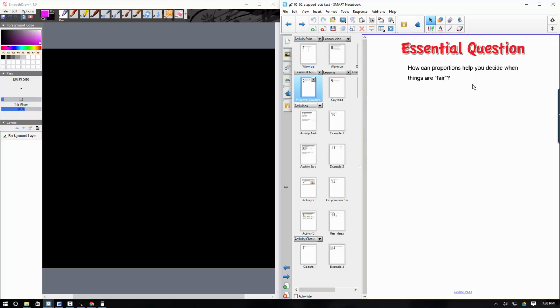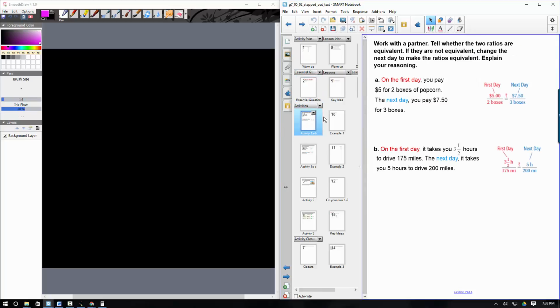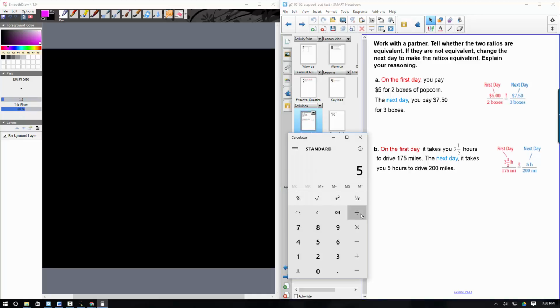So basically what we're doing today is figuring out if something is fair. And if I look here, on the first day I get charged $5 for 2 boxes, and on the second day I pay $7.50 for 3 boxes. So what I have to do to figure out if it's fair is to figure out the unit rate. If I take 5 divided by 2, I get $2.50 for every 1 box, right? And then I can do $7.50 divided by 3, and I'll get $2.50 as well. So in both situations, I get $2.50 per box. So this seems pretty fair.